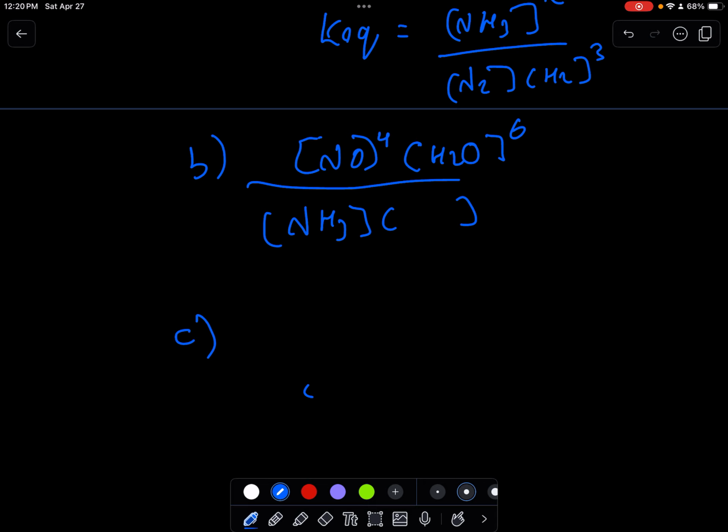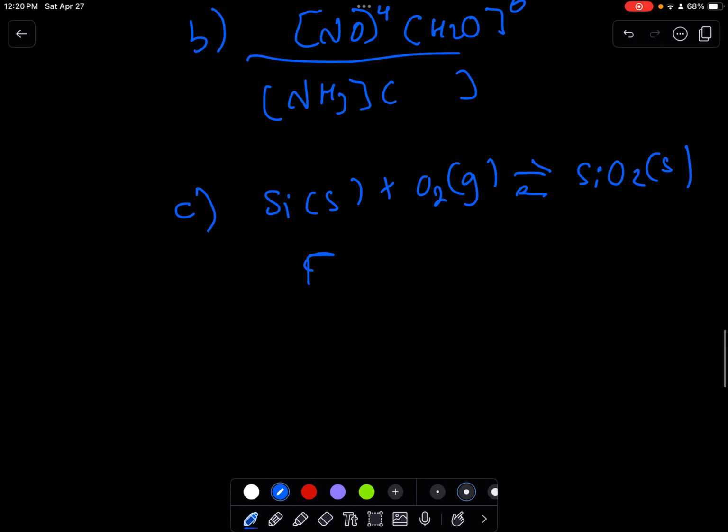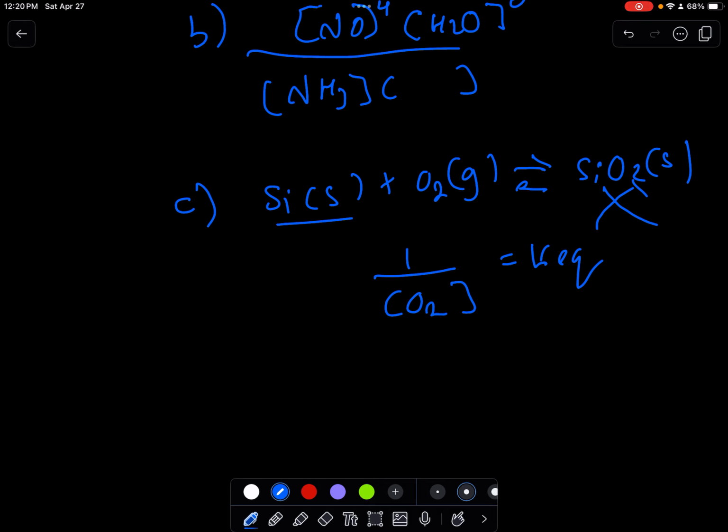Let's move on to another example. What about this one? Silicon solid plus O2 gas goes to SiO2, and that's a solid. Write the equilibrium constant. So we have the following. Our products are a solid, so we don't include it. So we don't need any products actually this time. And one of our reactants is a solid. So the equilibrium constant is actually just 1 over O2. Seems fairly straightforward so far. So this is how we find the equilibrium constant.